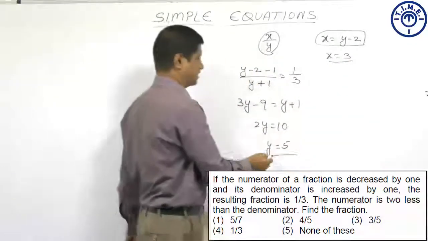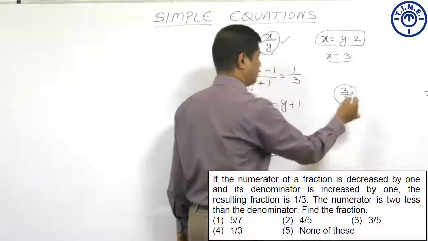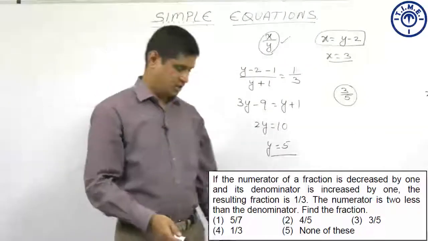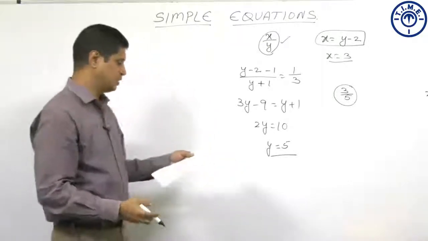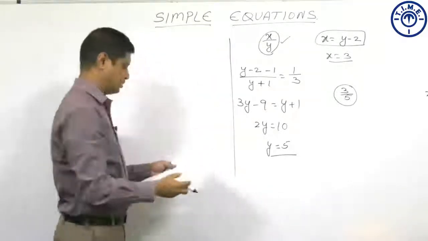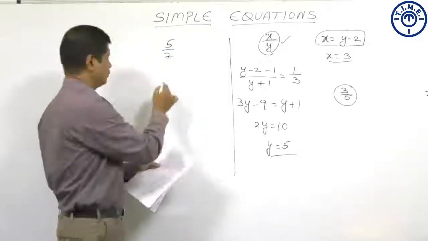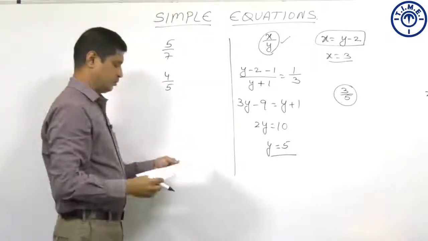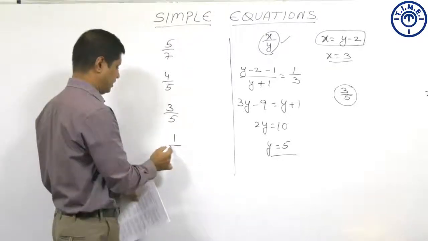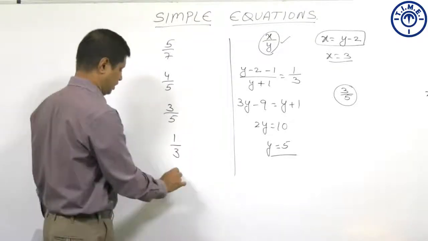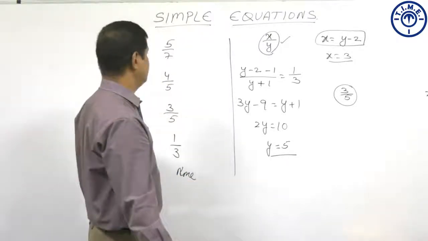Now, what is the fraction? x by y is the fraction, means 3 by 5. Now, what is the right choice here? Option 3. Of course, we can answer the same question through options also. Now, if you observe the options here, what is the first option? 5 by 7. Option number 2, 4 by 5. Option number 3, 3 by 5. Next, 1 by 3. Next, none of the above.